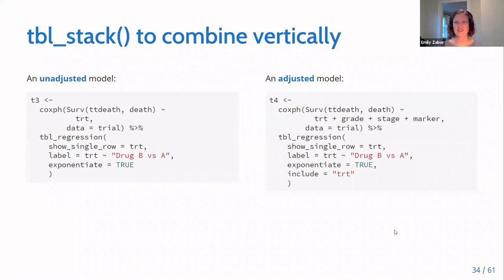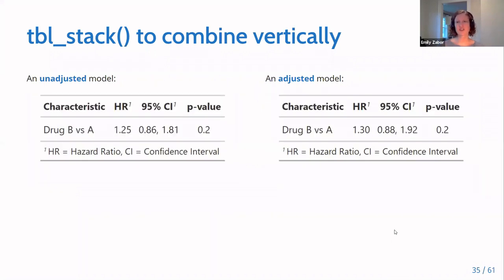And then on the right, I have the adjusted model. So it's the treatment status and then adjusted for grade and stage and marker. And I passed that to table regression. And in this case, I did need to have the argument show single row equals treat, which means that in this multivariable table, I'm actually only going to show the row for treatment. So these are the results from those two different function calls.